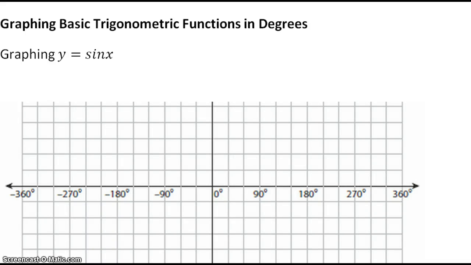Hello, and we're back. We are graphing basic trigonometric functions in degrees. We're going to start with y equals sine x. Now you'll notice that my coordinate plane here has degrees: 0, 90, 180, 270, 360.